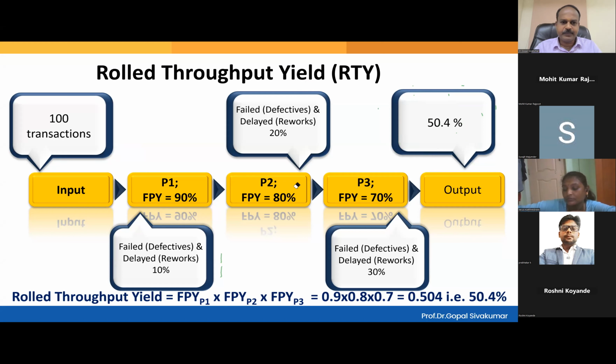Now, please tell me, imagine you have three processes, P1, P2, P3. P1, the first pass yield is 90%. P2, the first pass yield is 80%. And P3, the first pass yield is 70%. All of you, do you understand the sequence here?